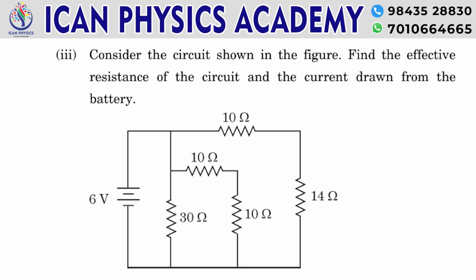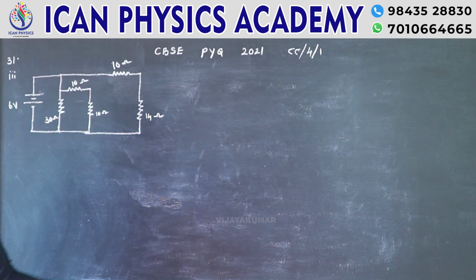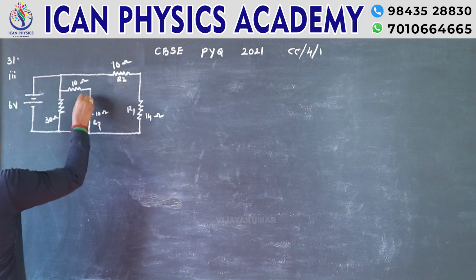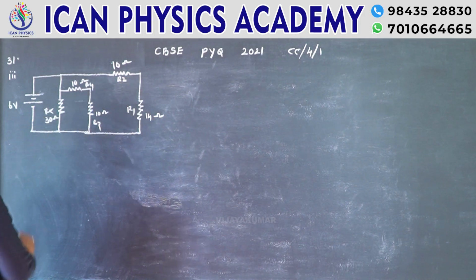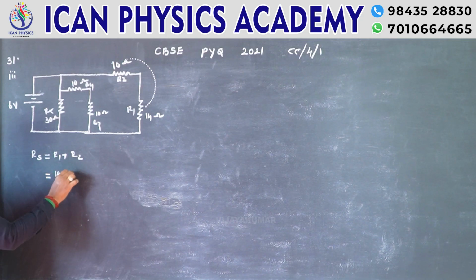Okay, the next one, 31 third. Consider the circuit shown in the figure. Find the effective resistance of the circuit and the current drawn from the battery. Now, look at the diagram. You can name the resistances R1, R2, R3, R4 and R5. Now, look at R1 and R2. These two are connected in series. So Rs equals R1 plus R2, that is 14 plus 10 equals 24 ohm.